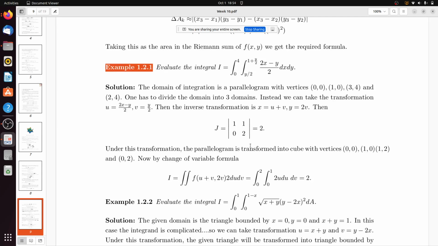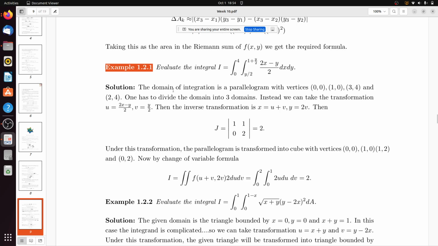We have to evaluate the integral I where y varies from 0 to 4 and x varies from y by 2 to 1 plus y by 2. That is, the domain of integration is a parallelogram with vertices 0, 0, 1, 0, 3, 4 and 2, 4. One has to divide the domain into 3 domains.